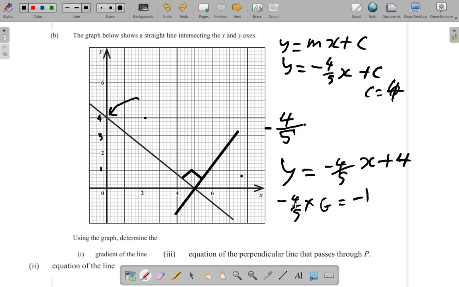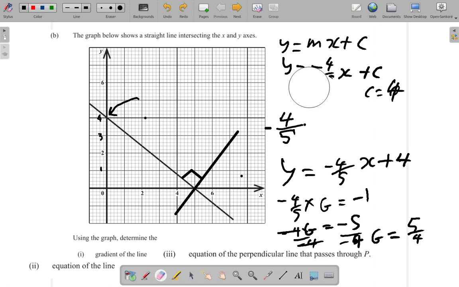So what you can do, multiply both sides by 5, you get -4G is equal to -5. When you multiply, 5 cancels itself on the left, and it multiplies -1 on the right, so it's -5. And you divide by -4. So when you divide, -4 cancels itself, so you have G equals -5 over -4, which is +5 over 4. So that is the gradient of this new line, the perpendicular line.